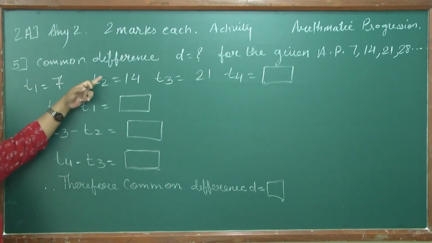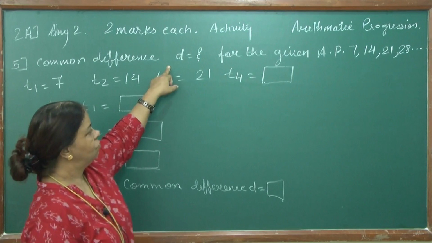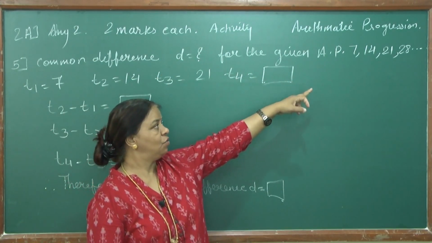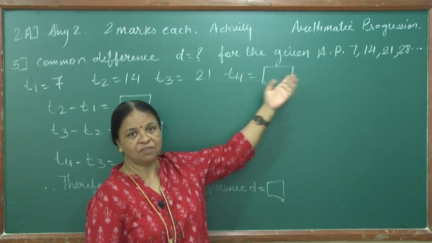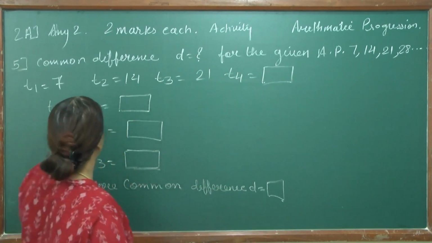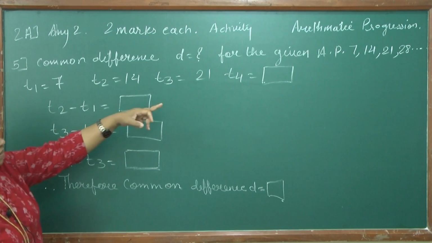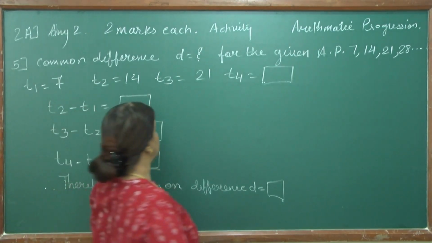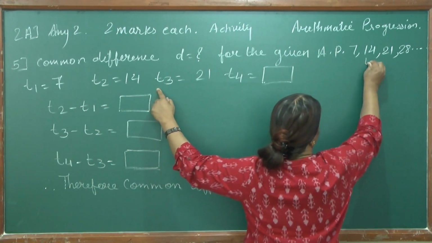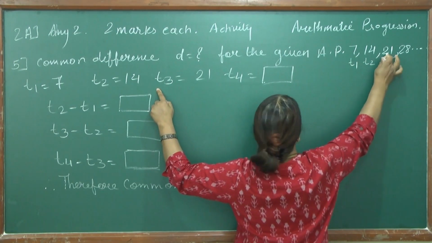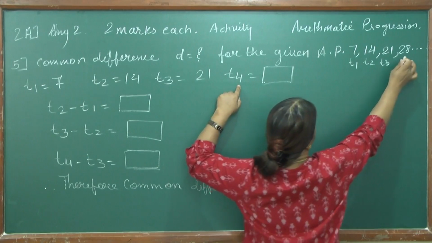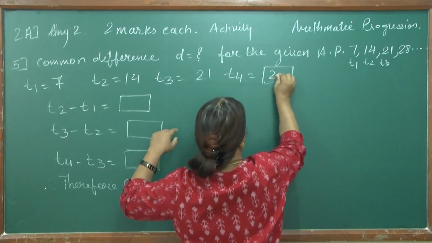Question 5: the common difference D we have to find for the given AP 7, 14, 21, 28. So it is in AP and we need to find out the common difference. T1 is 7, the first term, T2 is 14, T3 is term 3, and term 4 would be 28, children.